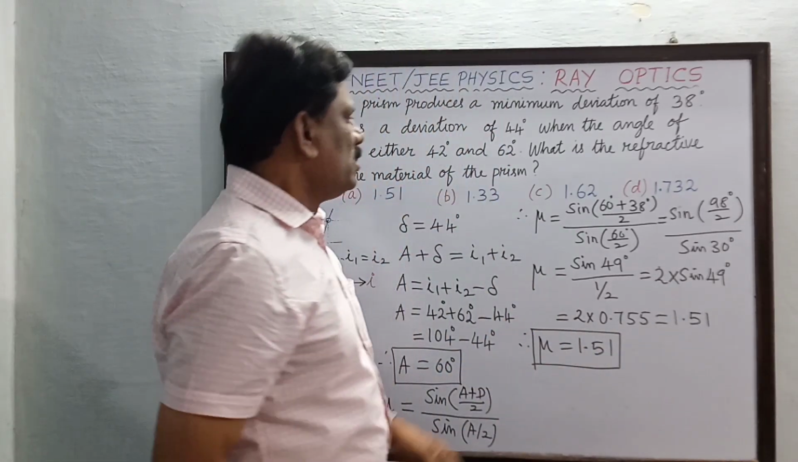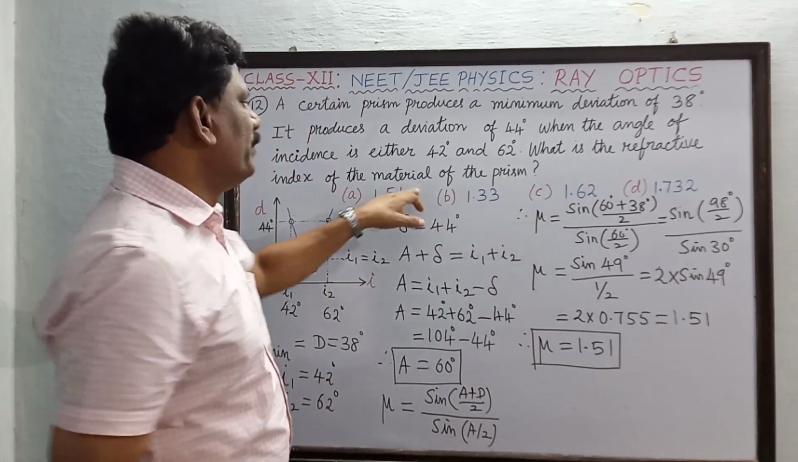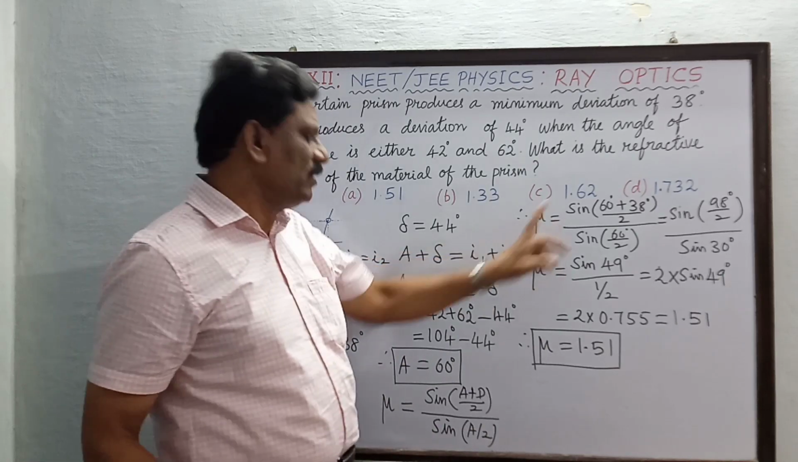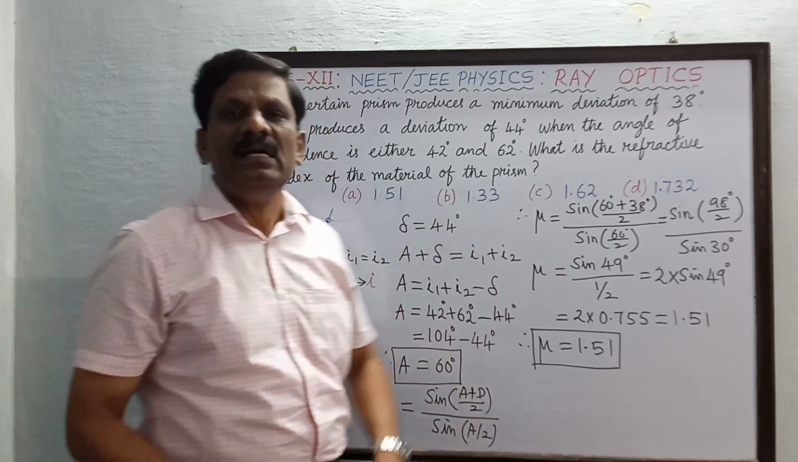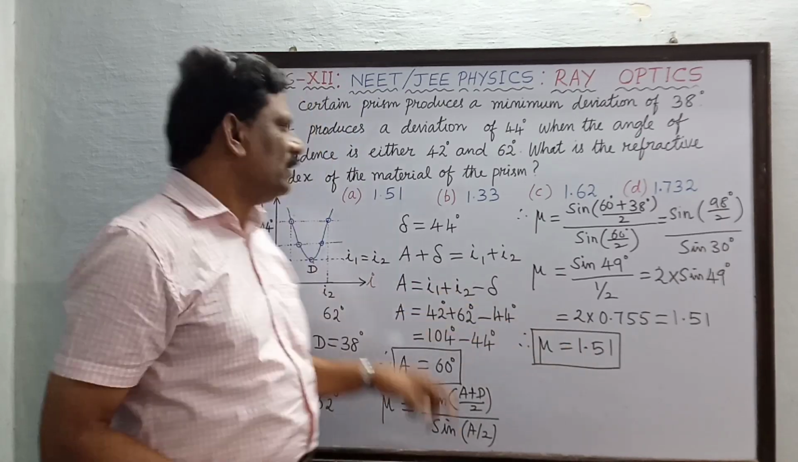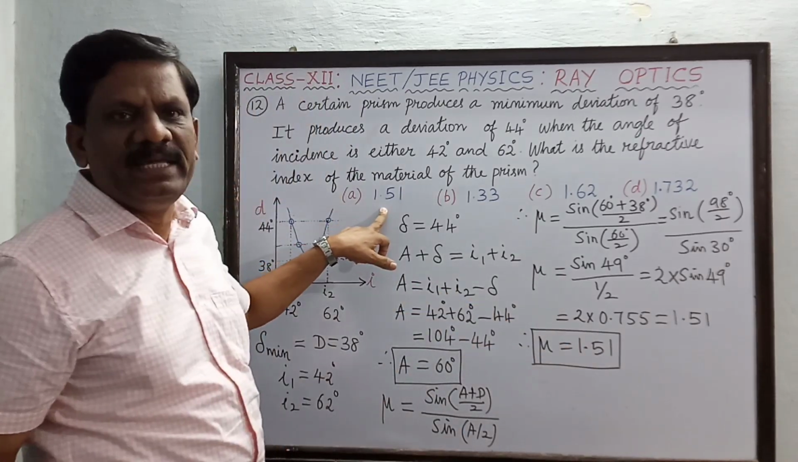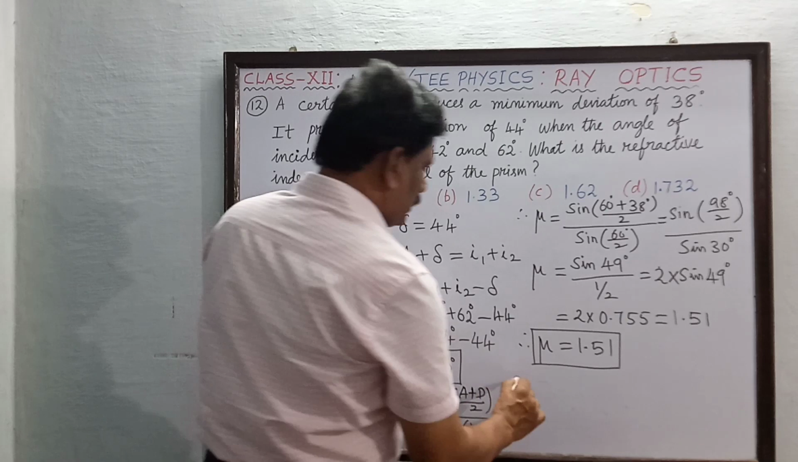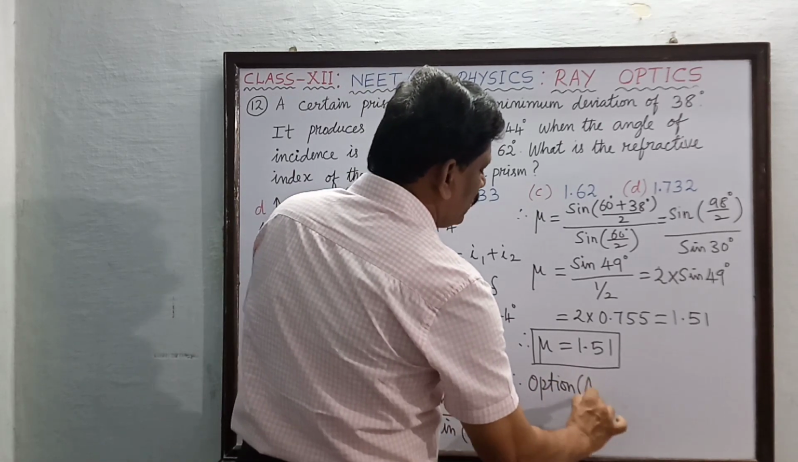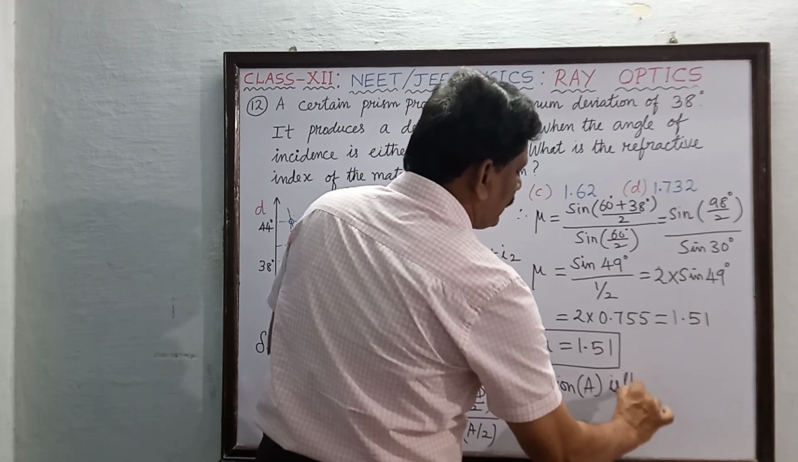So the refractive index of the material of the prism is derived from the expression mu equal to sine of (A plus D) by 2 divided by sine of A by 2, and the answer is found to be 1.51. Which of the options? You see here option A is the right answer. Therefore, option A is the correct answer.